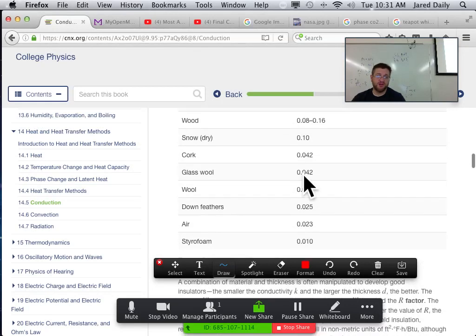You look at other things that we use for insulation, glass wool, for example, which is what you have in most houses, glass wool, fiberglass, 0.042. So styrofoam is 4 times better at blocking heat than fiberglass. But look at air. Air is almost as good as fiberglass. It's way better than this.